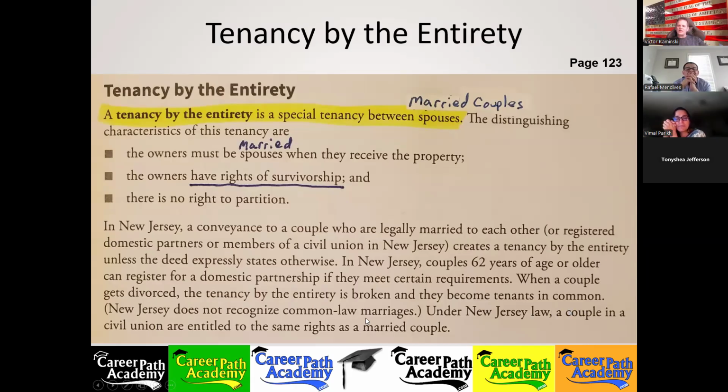So New Jersey does not recognize common law marriages. Common law marriage is when you live long enough with somebody, your partner, that people recognize and know you as a couple. You could just say that you're married and it'll be honored without going through the formal ceremonies. Oh, wow. But New Jersey doesn't have that. In New Jersey, you need to get married if you want to be married. Under New Jersey law, a couple in a civil union are entitled to the same rights as a married couple as well.